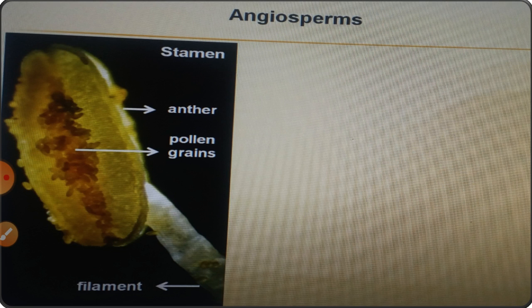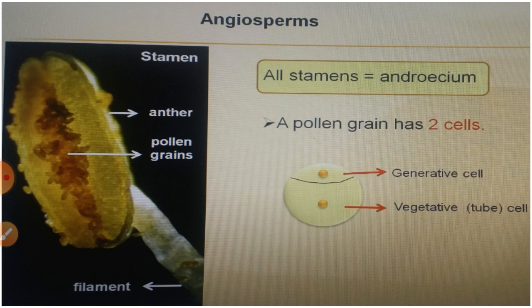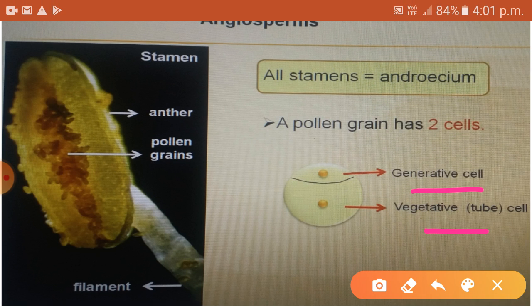You already know about microsporophylls in gymnosperms, which bear microsporangia. Actually, stamens are modified microsporophylls with microsporangia called anthers. All the stamens present in a flower are collectively called androecium. Pollen grains from the anthers are released at a two-cell stage. A pollen grain has two cells, a generative cell and a vegetative tube cell.